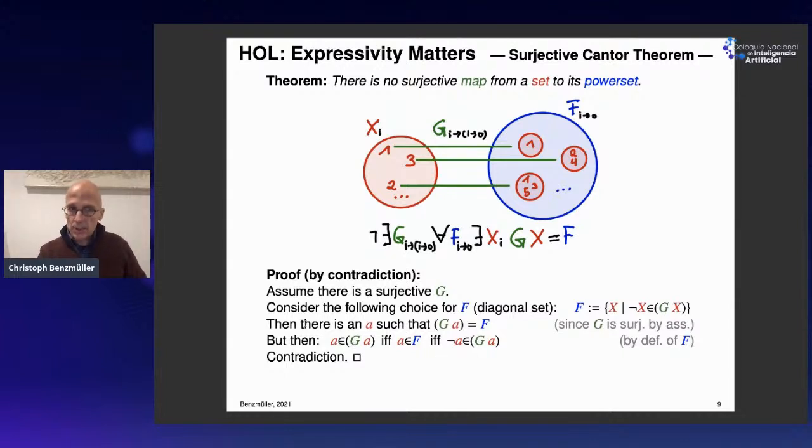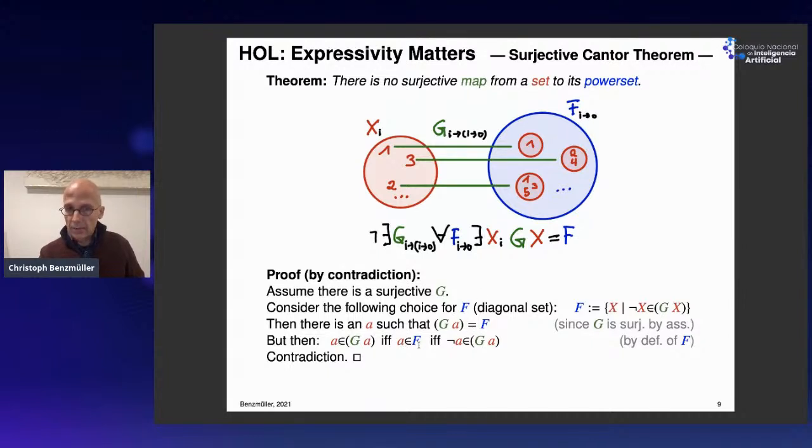Because now you can argue that there must be an A such that G of A gives you that F. This is because we have assumed that G is surjective. But now check for this here. When we now ask the question whether A is actually an element of G of A, then this means the following. A is an element of G of A is of course the same as asking whether A is an element of F, because we have this equality here.